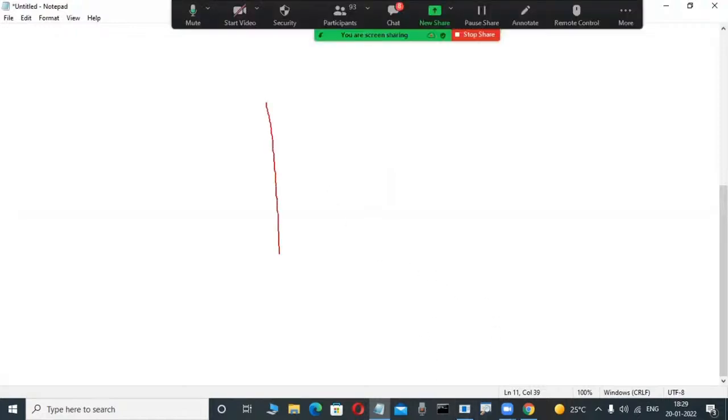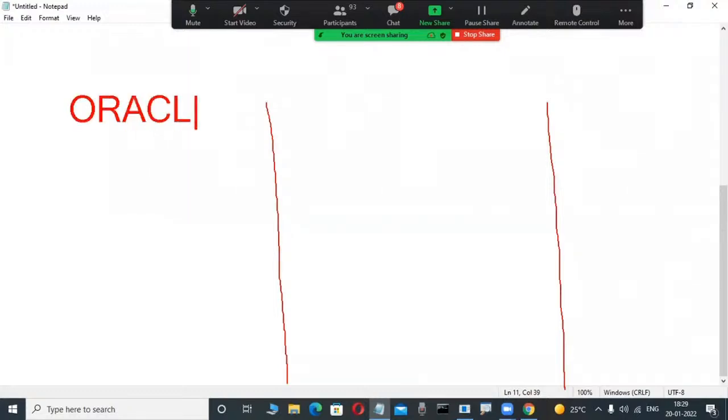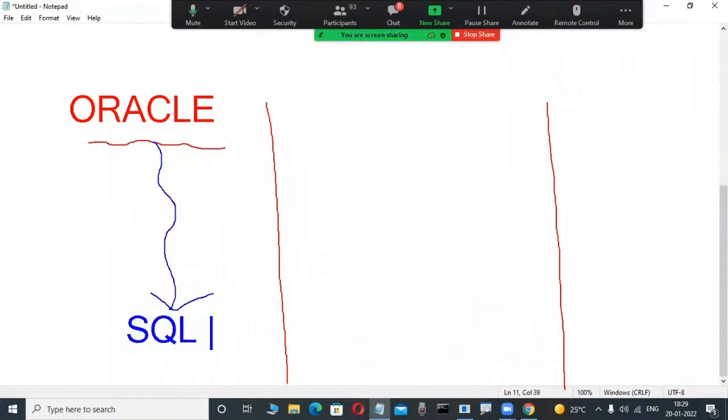Suppose I am working in a company. Slowly observe here. I am working on an Oracle project. Oracle is a relational database product. If I want to operate this relational database product, I use SQL, which is a language. Observe here, SQL is a language that I am using.